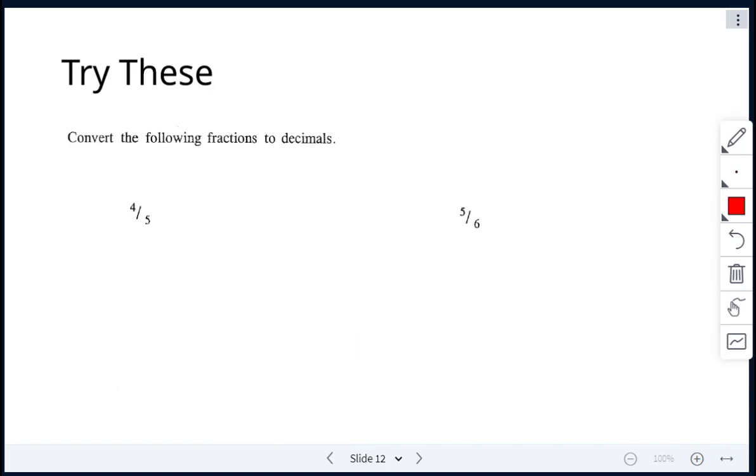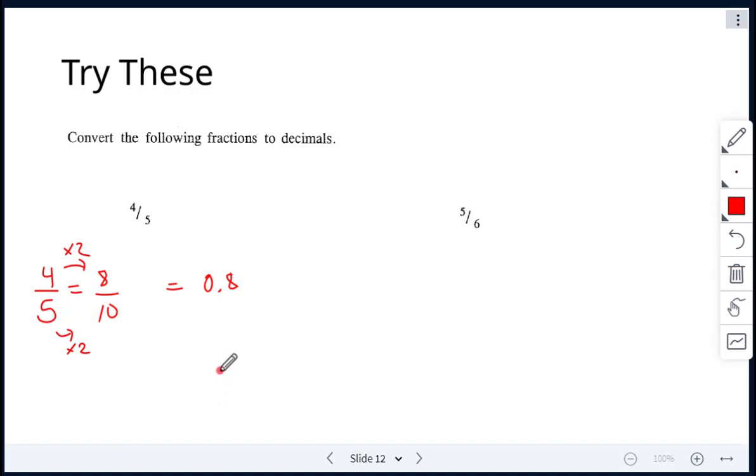All right, so 4 over 5. So there's a couple ways that we can do this one. Firstly, you can change it to an equivalent fraction. We can put it over 10. So 5 times 2 gives me 10, and then 4 times 2 gives me 8. So we have 8 over 10, which is 0.8. All right, so that's one method you could do.